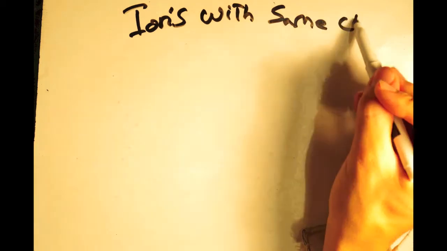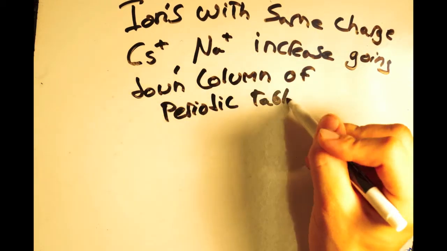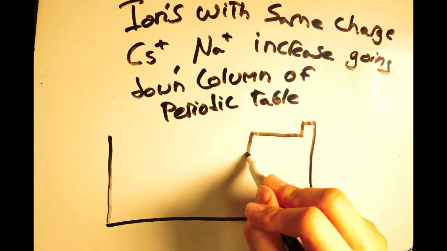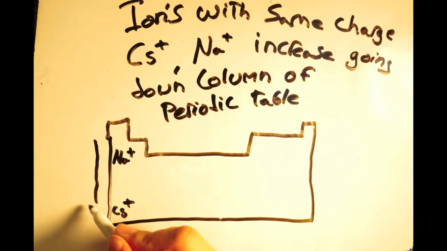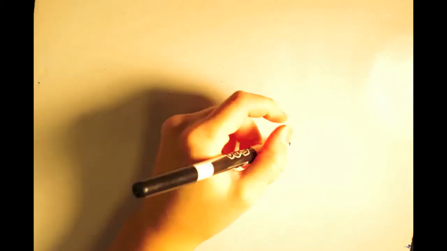Looking at a periodic table, the elements Cs and Na: Cs is below Na on the periodic table, and it has a greater atomic radii because there are more electrons in Cs than in Na. There are more electrons in Cs than there are in sodium. Ionic radii increases going down the columns of the periodic table in the s-block.